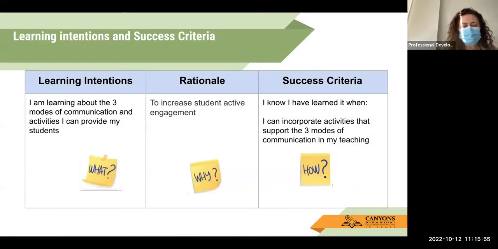Our learning intention and success criteria. The learning intention will be, I'm learning about the three modes of communication and the activities that I can provide my students. The rationale: we are doing this in order to increase students' active engagement. And for the success criteria, I know I have learned it when I can incorporate the activities that support the three modes of communication in my teaching.